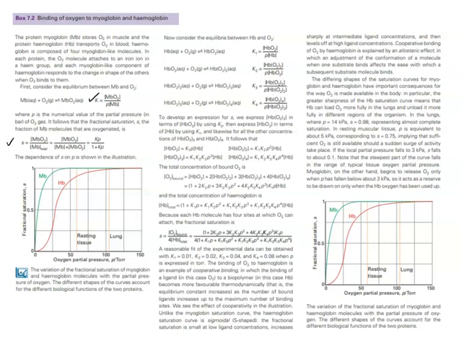The differing shapes of the saturation curves for myoglobin and hemoglobin have really important consequences for the way oxygen is made available in the body. In particular, the greater sharpness of the hemoglobin saturation curve means that hemoglobin can load oxygen more fully in the lungs and unload it more fully at different regions in the organism.